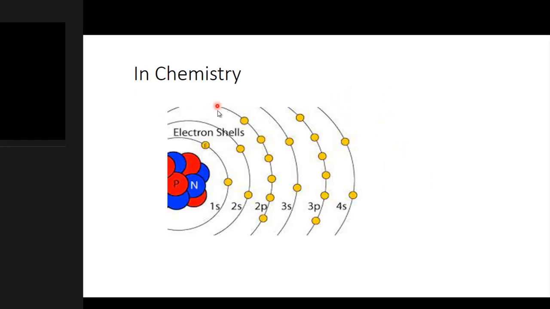In chemistry, shells are the spaces or the places where electrons move. So these are the shells where electrons move. This is the nucleus of the atom, and these are the shells. Here we have protons and neutrons. Outside we have electrons. Electrons move in shells and subshells, and we will talk about that in more detail.